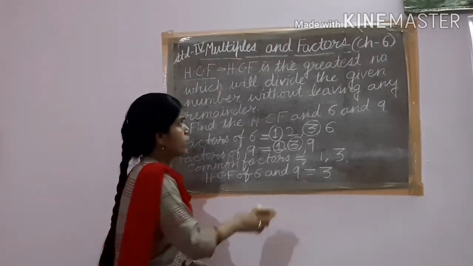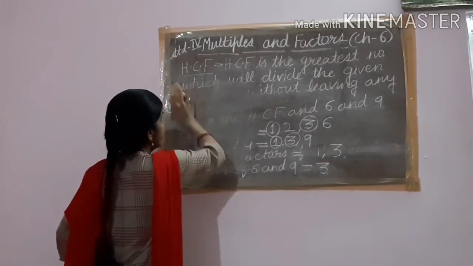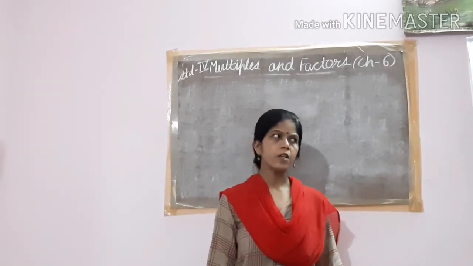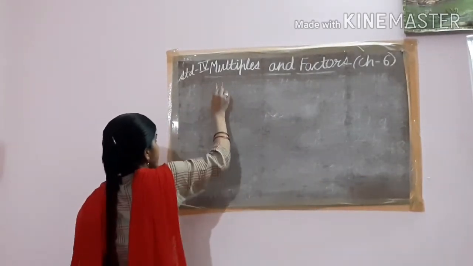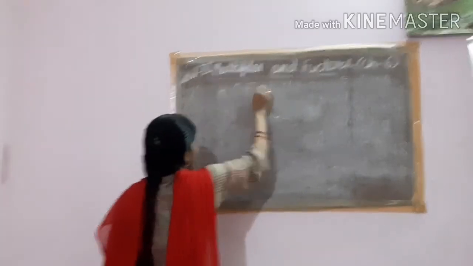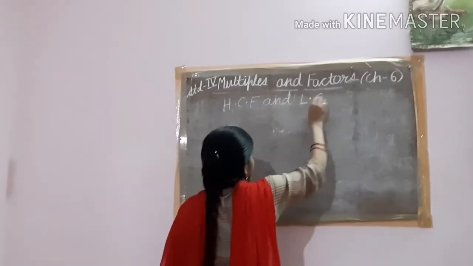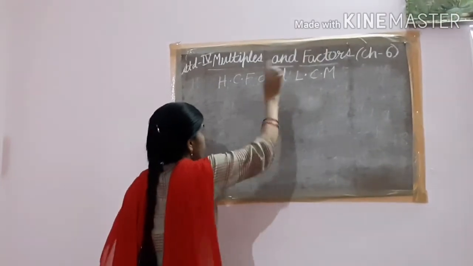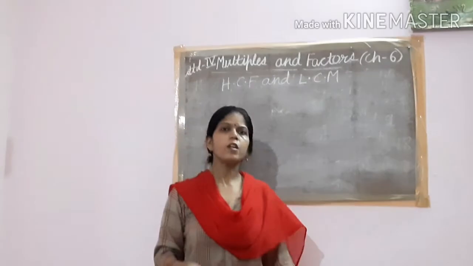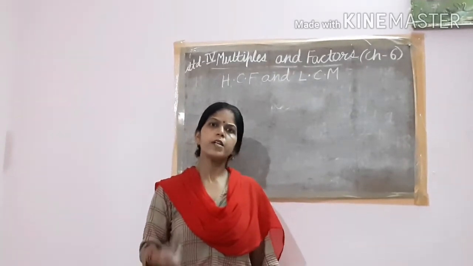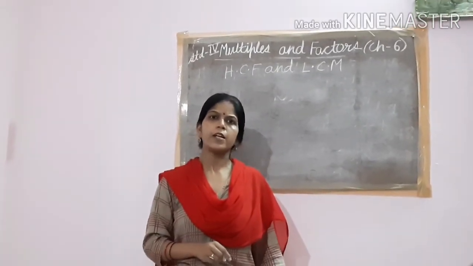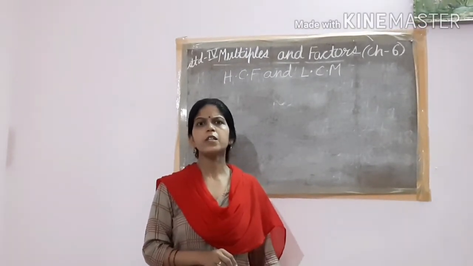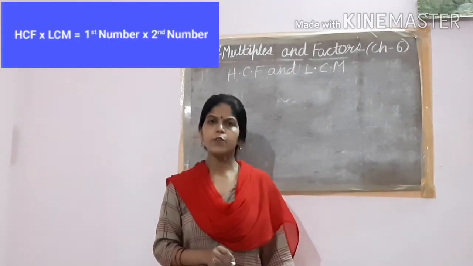Now children, you have learned how to find HCF and LCM. Now, one interesting relation between these two. When a smaller number divides a bigger number without leaving any remainder, then the smaller number is the HCF and the bigger number is the LCM of the two numbers.